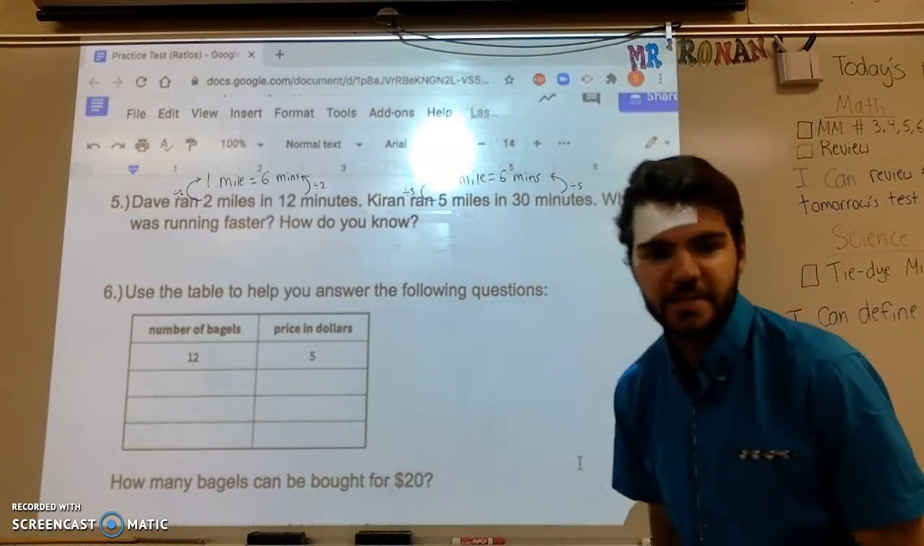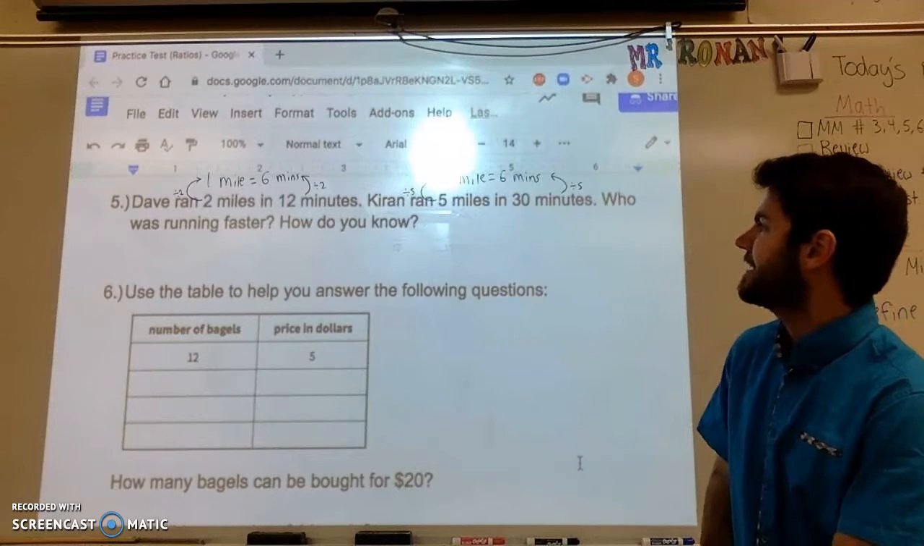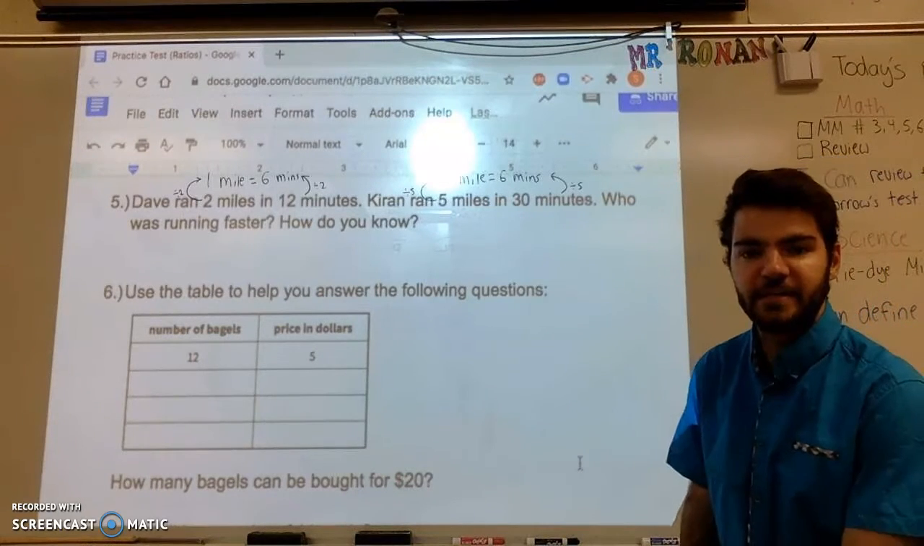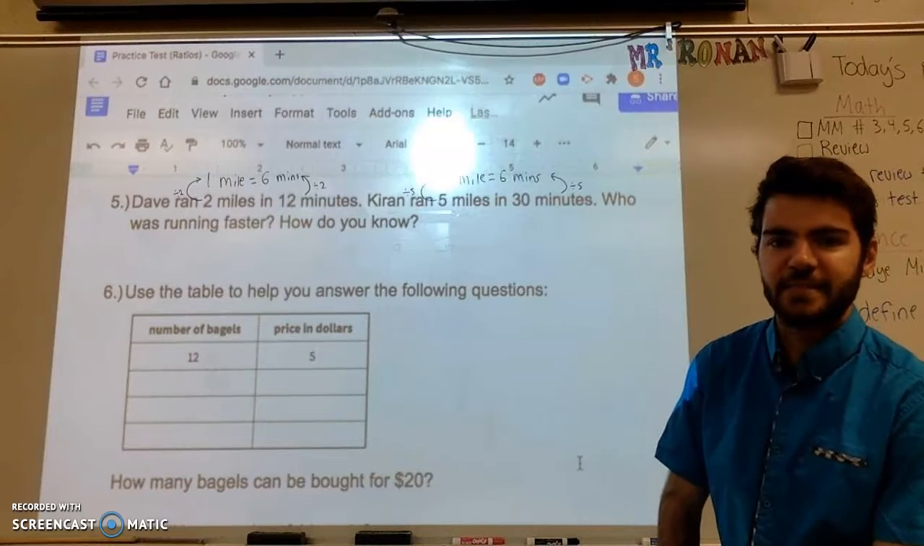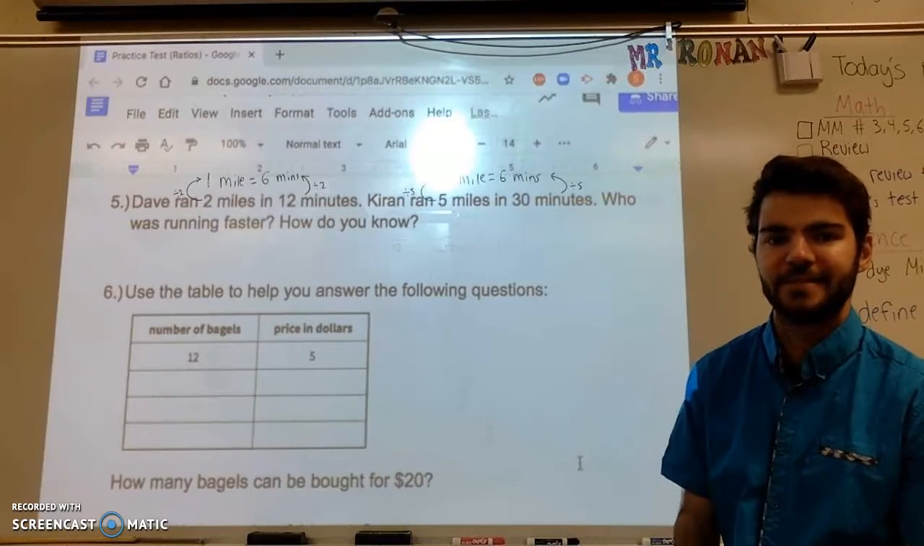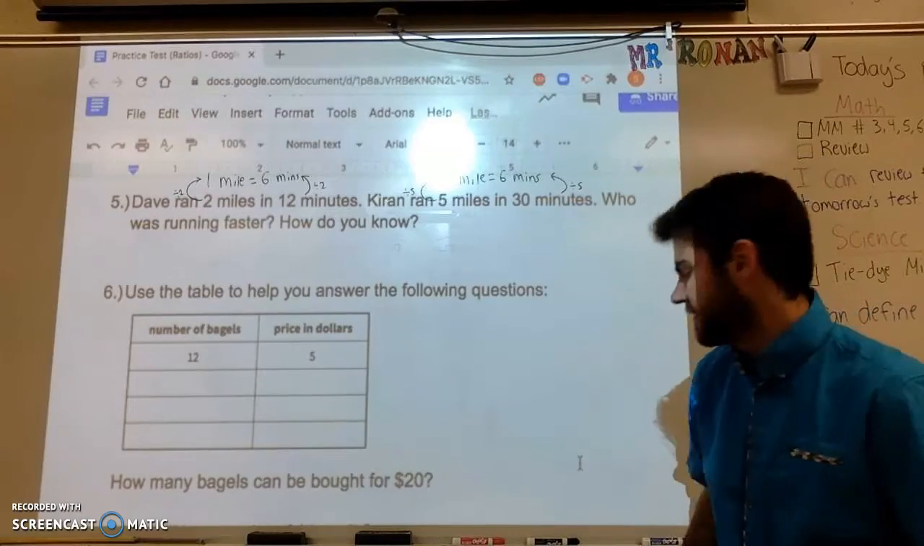So when I look at this and I compare Dave and Kieran's mile pace, I see that they both ran 1 mile in 6 minutes. So that tells me that neither of them was running faster than the other. They actually ran at the same pace. Okay, ran at the same rate. All right, so that would be my answer to number 5.